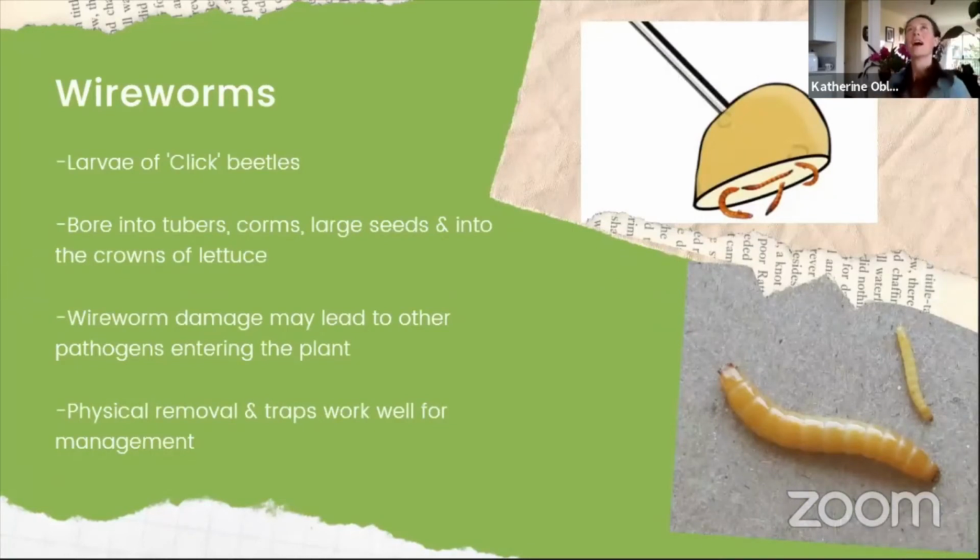Wireworms are super common. If you have ever turned a lawn into a vegetable garden, you will most likely have seen some wireworms. Their larvae are these classic little yellowish, kind of hard larvae. Yeah, and they bore themselves into tubers, corms, large seeds like peas and beans, and they'll even burrow into the crown of lettuces and other plants.